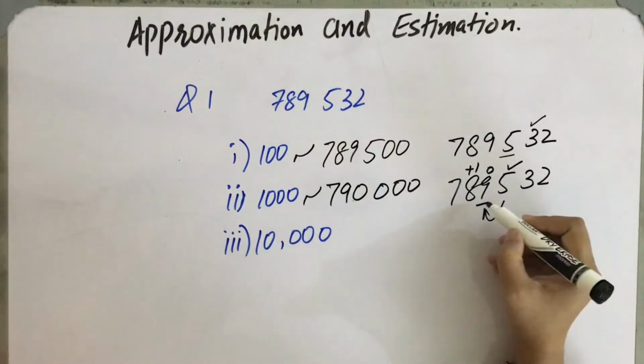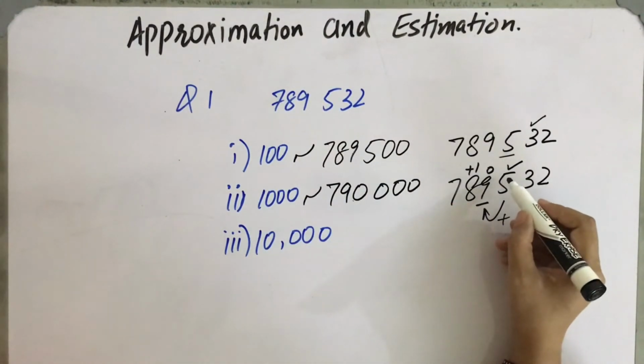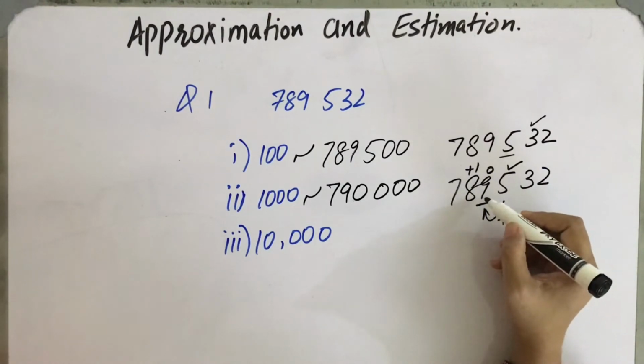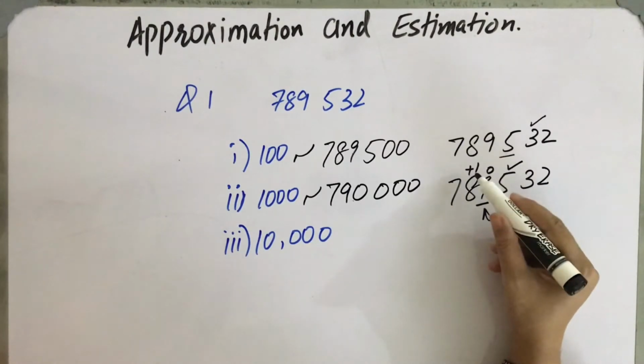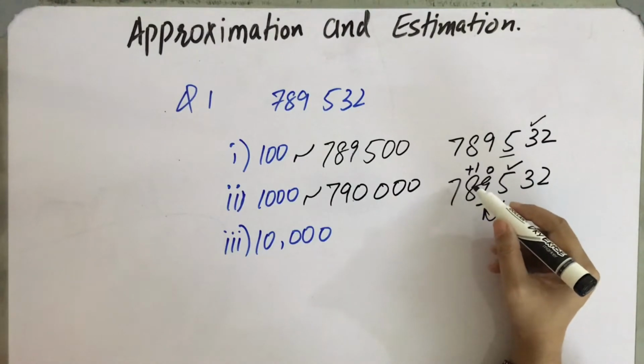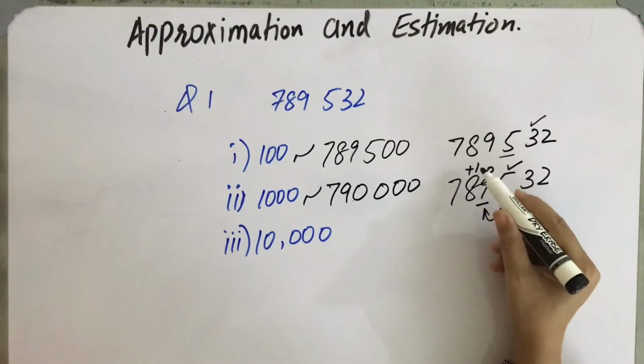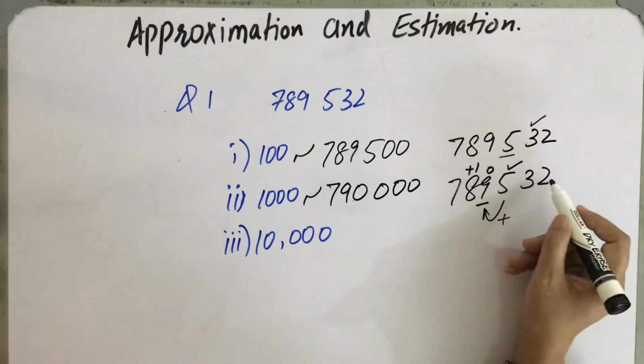790,000. When we underline 9 and study this 5, as it is 5, it will give 1 to this 9. 9 will become 10. Definitely here we cannot write 10. We shall write 0 here and add 1 to the next number. 8 plus 1 will be 9, 7, 9, and these 4 will be zeros.